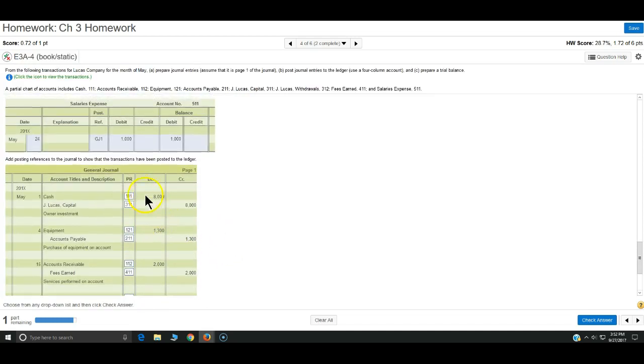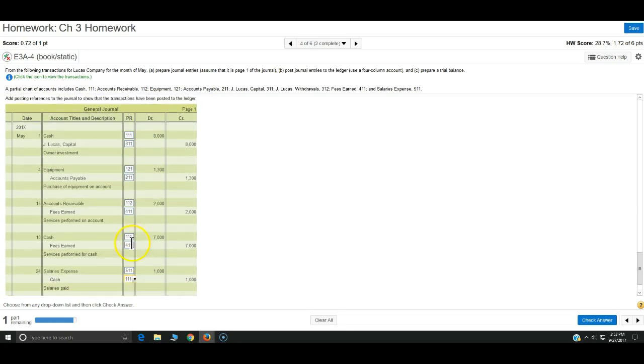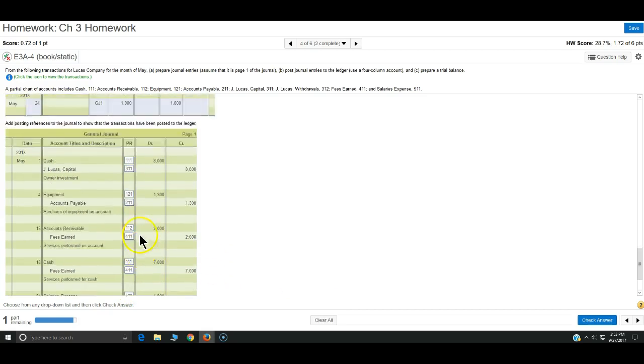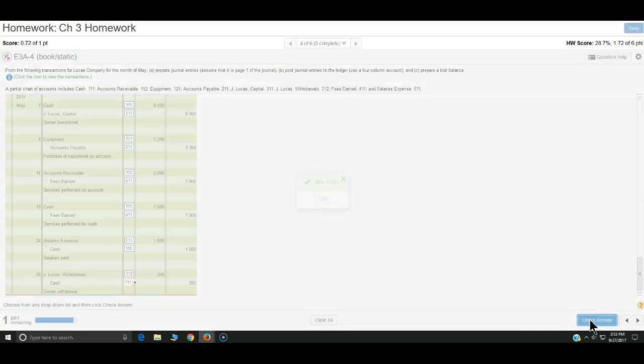I hope I am. So we went 111 to 311, 121, asset to liability, asset to fees earned, revenue account, asset cash to fees earned again. 511 is the salary expense, and the withdrawals account wasn't there before. That's not in view anyway. 312, and then from cash was 111. So it looks like I've got the whole journal posted. All right, kids, cross your fingers. Oh, thank God. All right, well done.